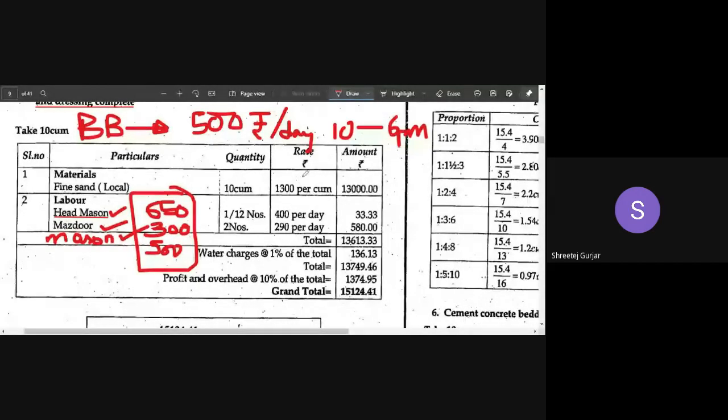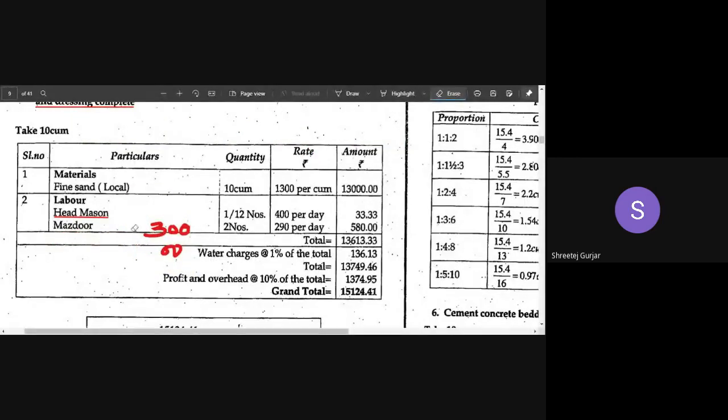They will be knowing which type of mason is used in what kind of work, and the number of masons also. So they can easily write this particular rate analysis. So make sure you practice and you know all these rates that are prevailing in your city.